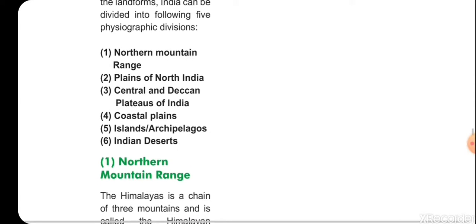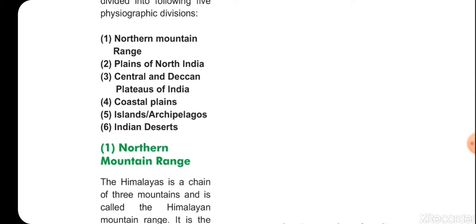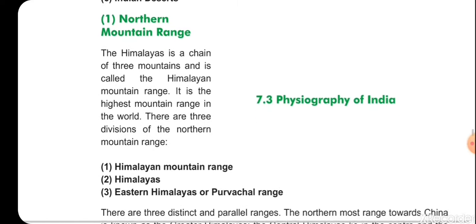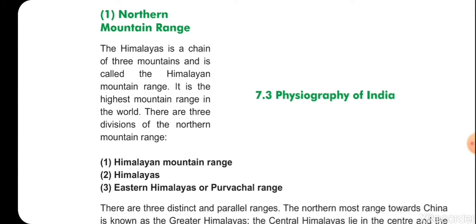First, the northern mountain range. Second, plains of northern India. Third, central and the Deccan plateaus of India. Fourth, coastal plains. Fifth, islands and archipelagos. And sixth, Indian desert. Let's see and understand one by one in detail.